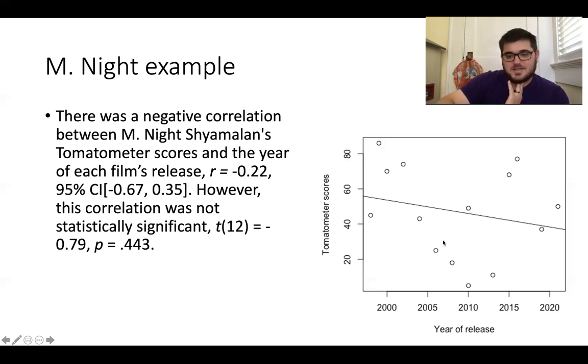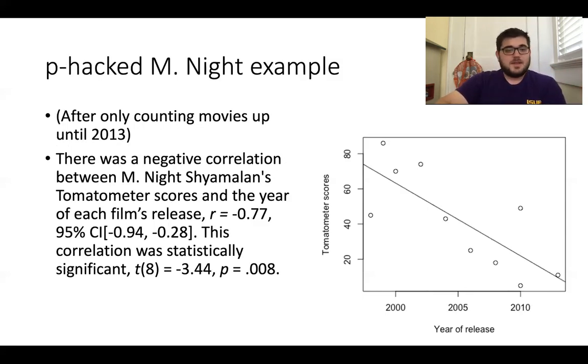If you take his entire filmography and do a t-test on the correlation between his Tomatometer scores and the year each of his films was released, you get negative 0.22, but it's not statistically significant. T with 12 degrees of freedom is negative 0.79. The p-value associated with that is 0.443. It's not low enough to reject the null hypothesis.